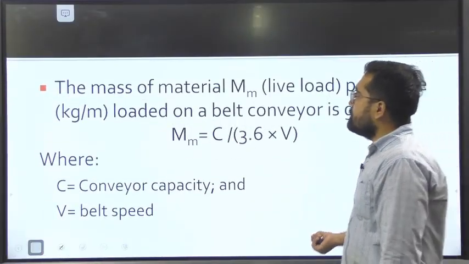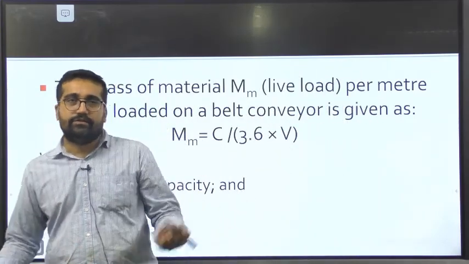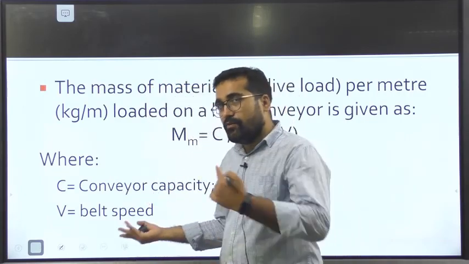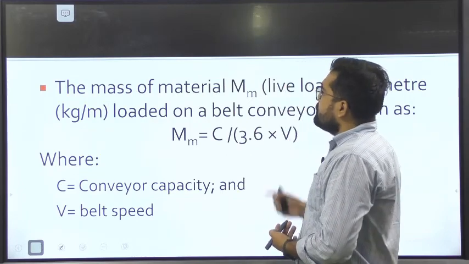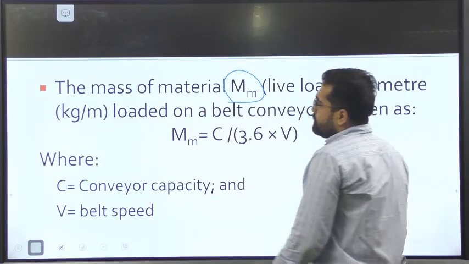Next comes the mass of the material which is flowing from one end to another. What is the mass of the material we are carrying? Previously we were talking about volume because density was there, right? So now we are talking about the material mass. Material mass is denoted by small m.